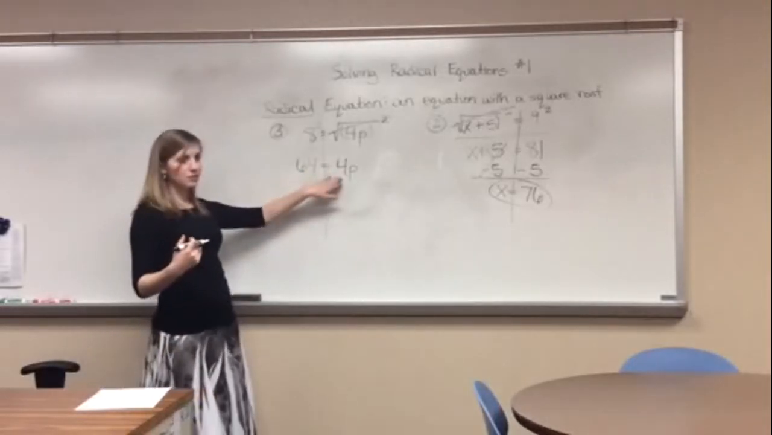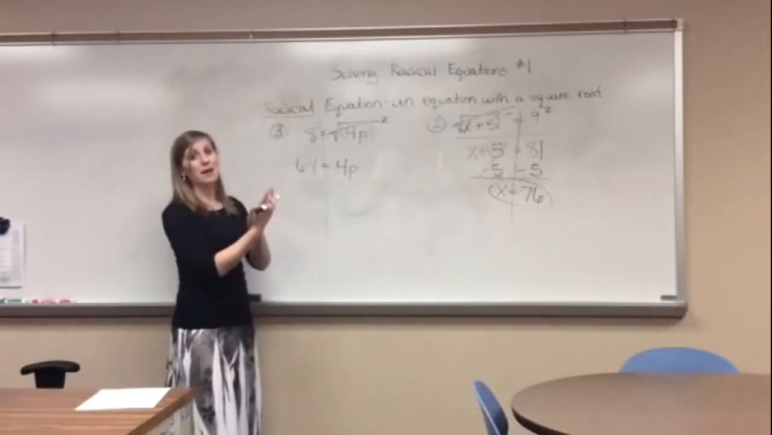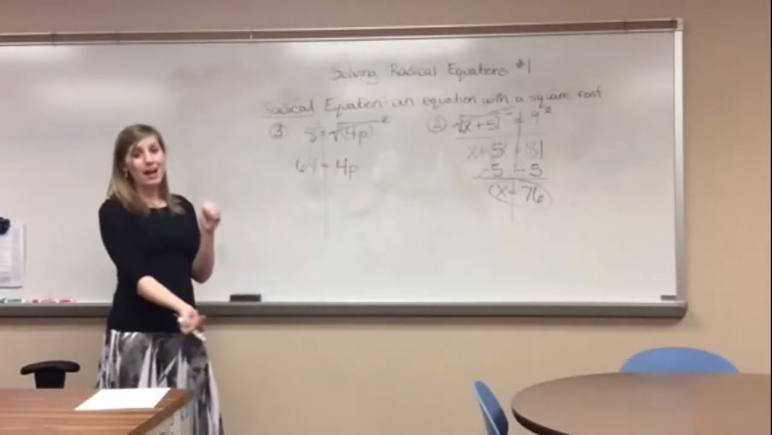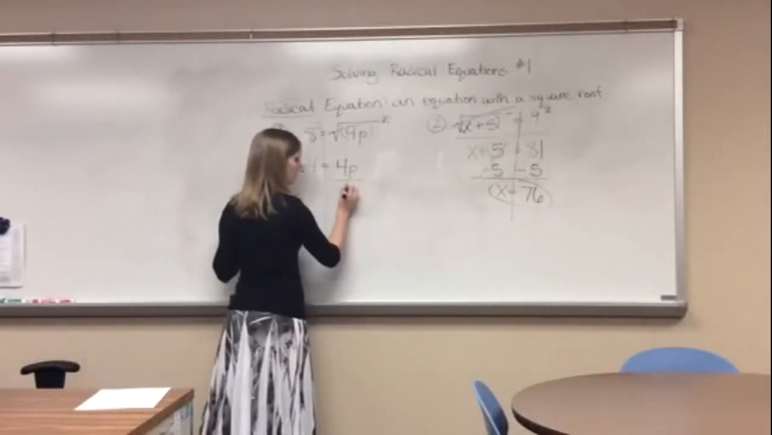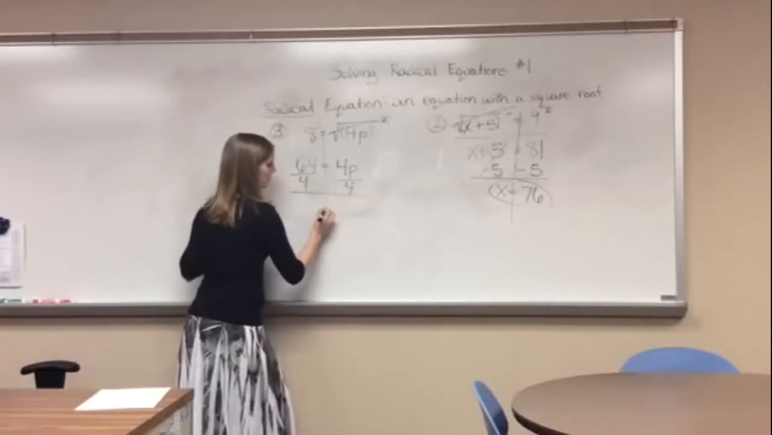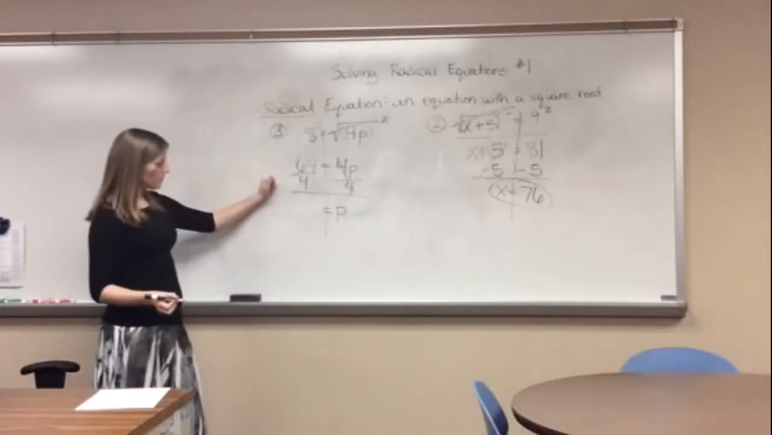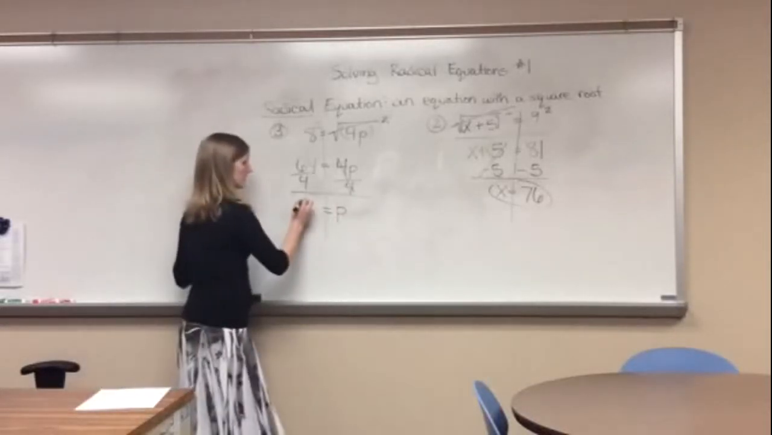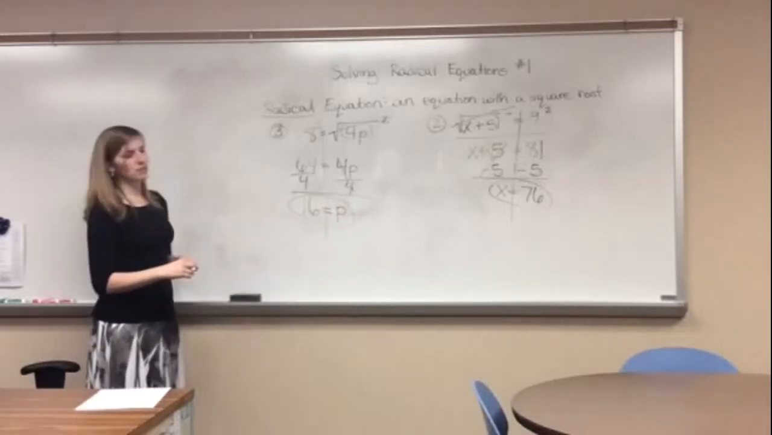I need to cancel out the 4. Now remember, if a number and a letter are right next to each other, that means multiplication. So the opposite of multiplying is divide. So I'm going to divide both sides by 4. So my 4's here cancel. I'm left with p. 64 divided by 4 is 16. So 16 equals p is our solution.